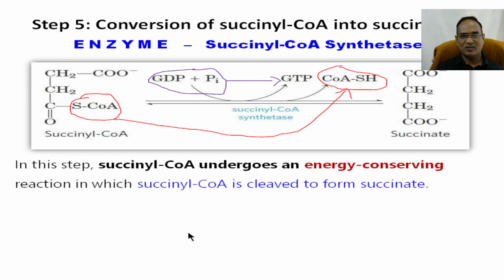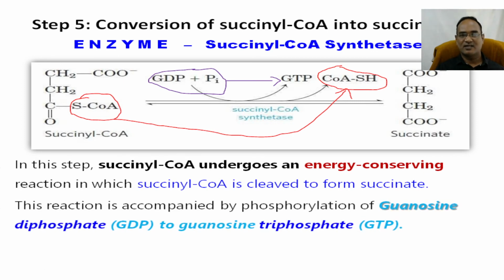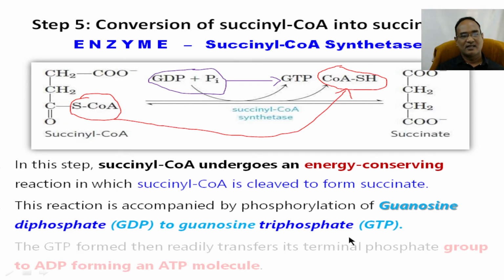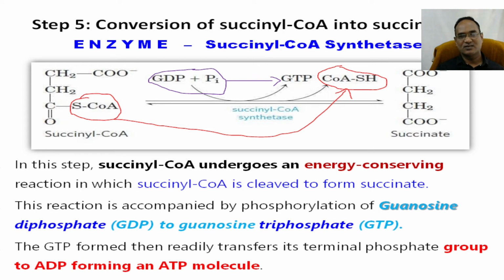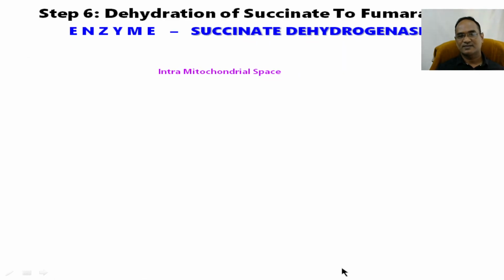In this step, succinyl-CoA undergoes an energy-conserving reaction in which succinyl-CoA is cleaved to succinate. This reaction is accompanied by phosphorylation: guanine diphosphate is converted into guanine triphosphate because one phosphate is released from succinyl-CoA. The guanine triphosphate can then form two ATP molecules in this process. So one guanine triphosphate is generated and two ATP molecules are formed.